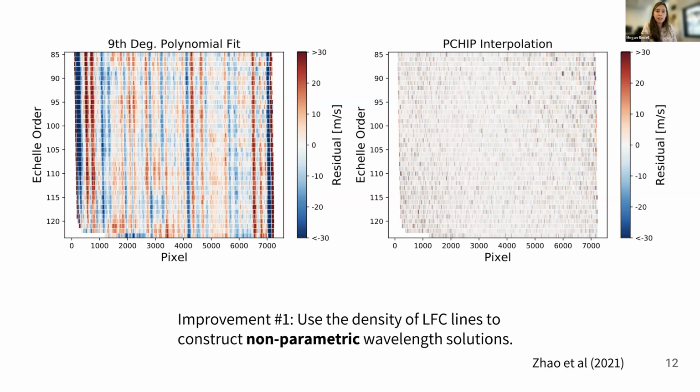But now that we have the LFC, how can we improve the wavelength solution? So the first improvement that we made with Lily was to make the wavelength solution's functional form more flexible by changing from that 9th degree polynomial to a non-parametric localized interpolation. Basically, we can afford to have more flexibility in the model, so we should do that.